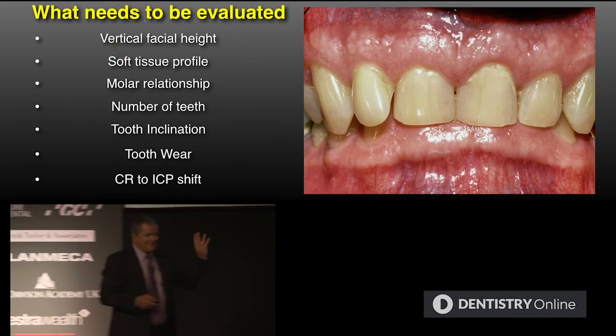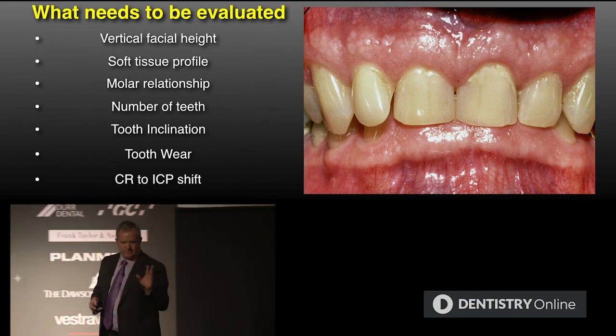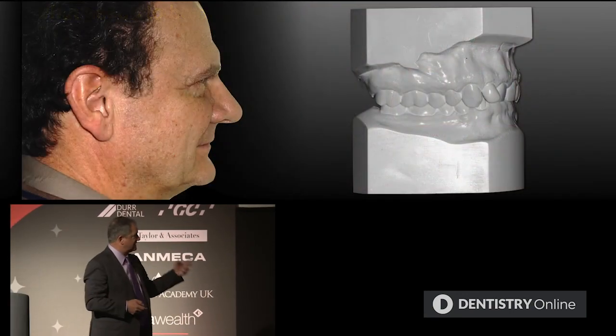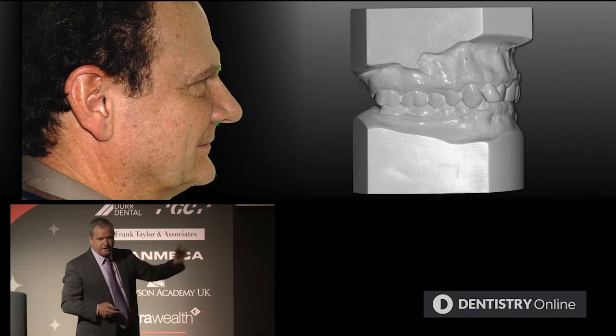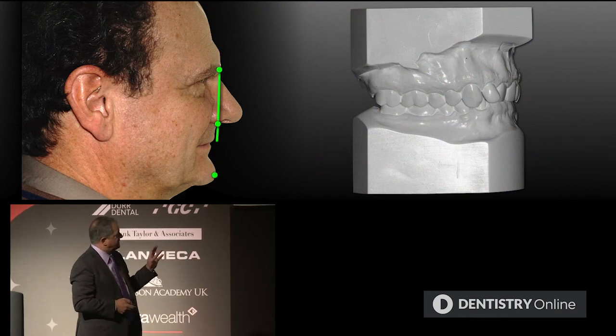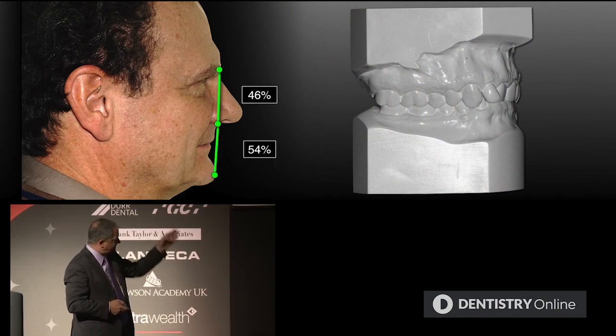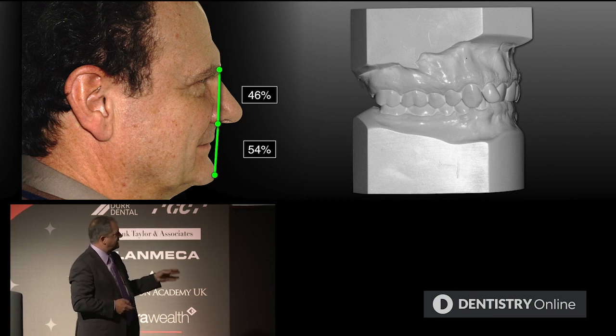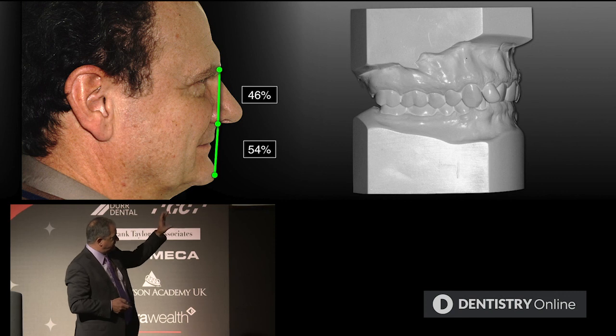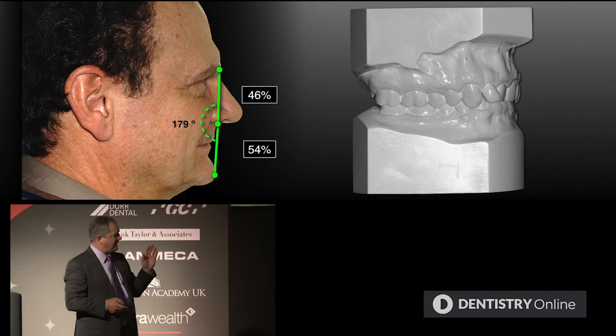So let's go through his assessment. When we think about his assessment, it's the same as everybody else's. We'll put in our dots. And in his case, he's just about perfectly flat. If you look at him, 46-54, his vertical dimensions are good. His profile is just about 179, so it's a little bit flat.